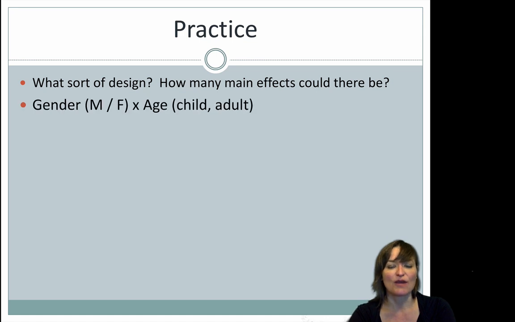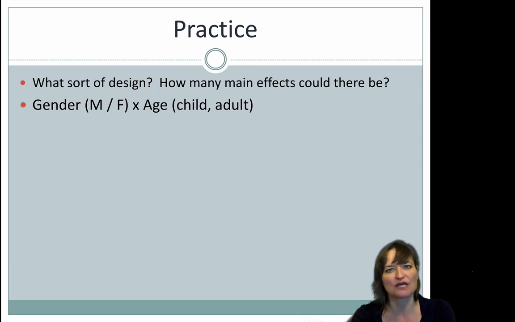So if we had gender, male, female, by age, child, adult, what would that be? Are you waiting for me to tell you? Okay, it would be a 2 by 2. So how many main effects could there be? There's one main effect for each predictor variable. And we've got 2 predictor variables, so there'd be 2 main effects.